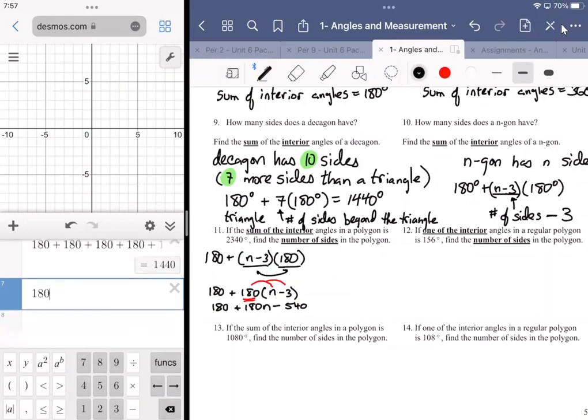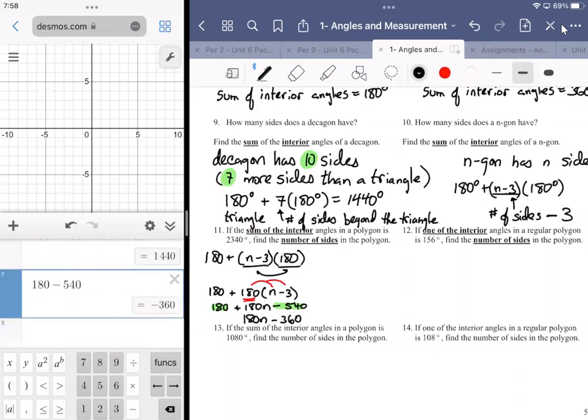Assuming, of course, that 180 times 3 is 540. Late in the evening, so you never know. But then I could combine some like terms here. I get the 180 minus 540, which is negative 360. So 180 n minus 360, what this simplifies down to. Again, just 180 minus 540, negative 360. All right. So this would be a rule where n is the number of sides.